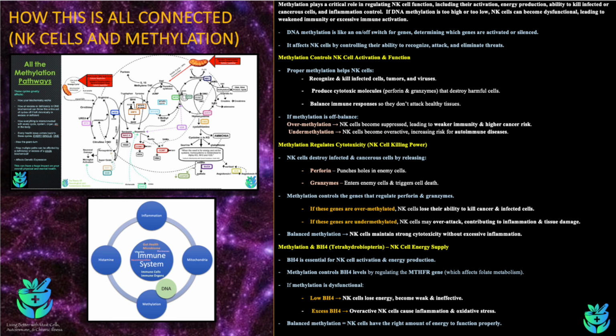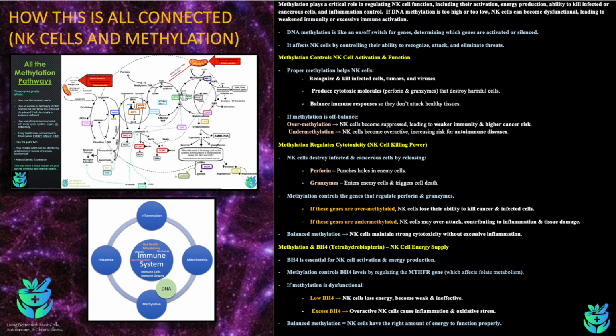If these genes are over-methylated, natural killer cells lose their ability to kill cancer and infected cells. If these genes are under-methylated, natural killer cells may over-attack, contributing to inflammation and tissue damage. So balanced methylation equals natural killer cells being able to maintain strong cytotoxicity without excessive inflammation.